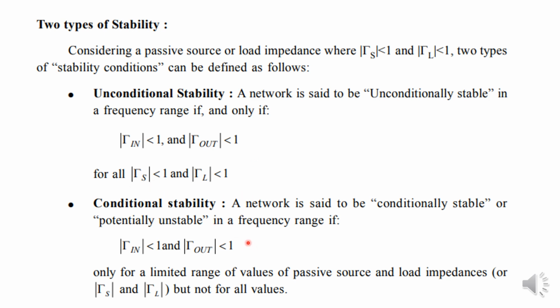Next one is conditional stability. Any network can be called conditionally stable, or potentially unstable, if the condition is that tau in is greater than 1 and tau out is greater than 1, just the opposite of the previous condition, and only for a limited range of values of passive source and load impedances, that is tau s and tau L, but not for all the values. In the case of the first one, unconditional stability is for all the values of tau s and tau L, but in the case of the second it is only for a limited range. That is the difference.